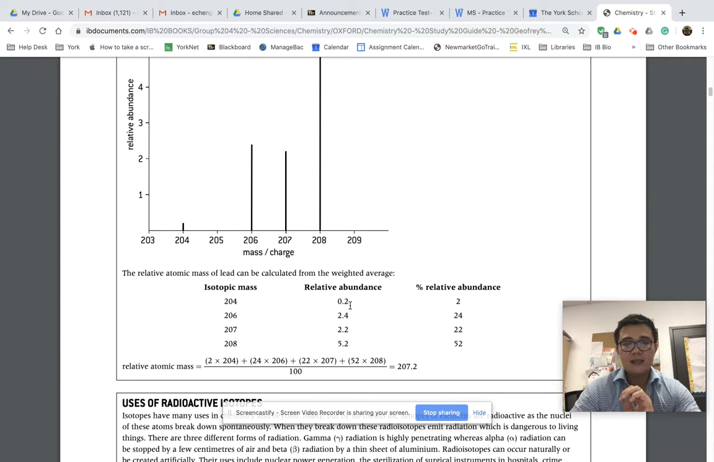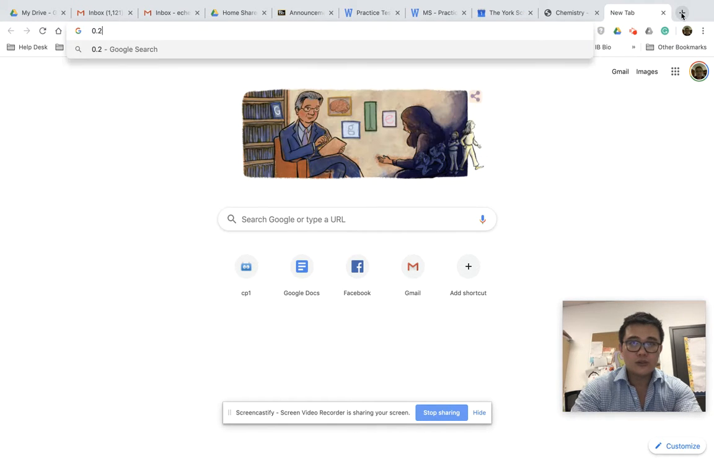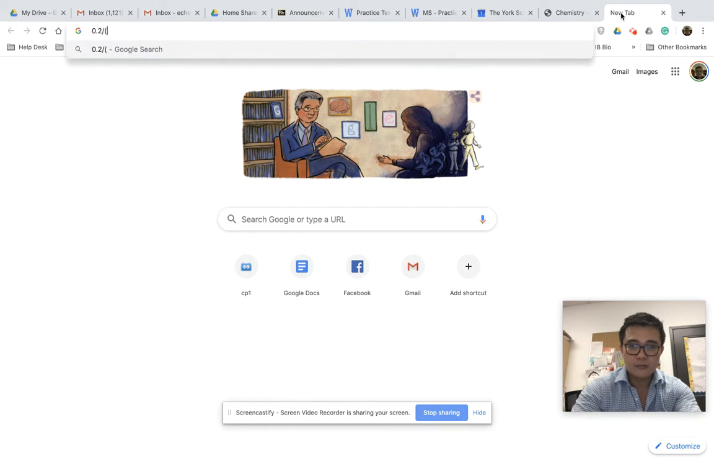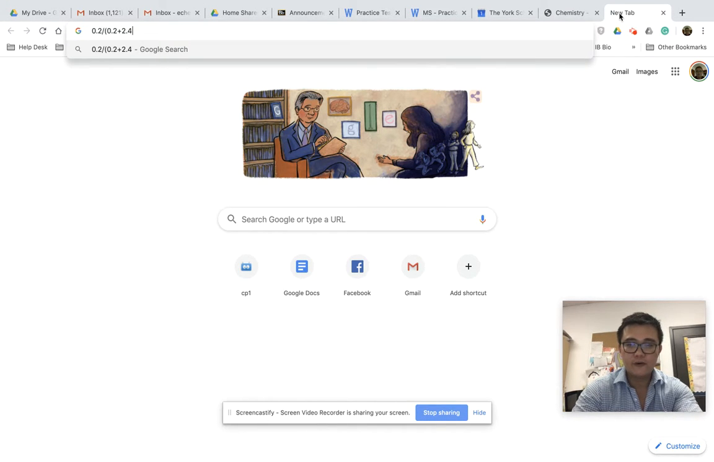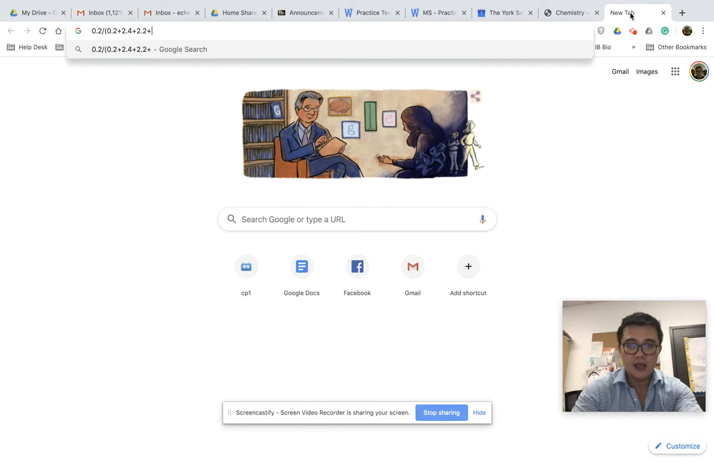Now, in terms of calculating relative abundance, what you do for this one here, it is 0.2. You want to find out, of all of these isotopes, how much is 204. So to get this 2 here, what you do is 0.2 divided by, let me go back, okay, bracket 0.02 plus 2.4 plus 2.2, 2.2, and 5.2. And then you make that into percentage afterwards.